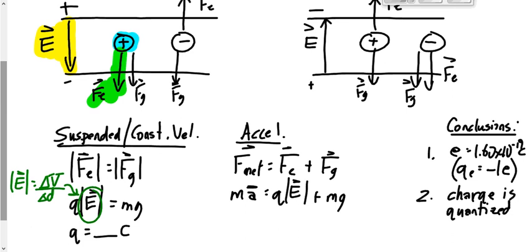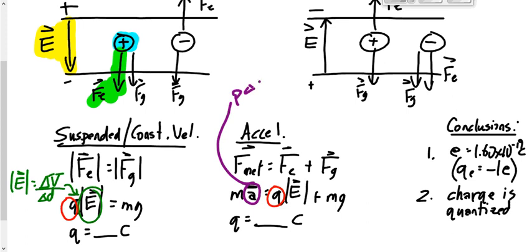And we might have to solve for E. Right? We might have to solve for E using delta V over delta D. Most times, you're going to end up solving for Q. And it will be either 1.6 times 10 to the minus 19 or a whole number multiple of that. Just watch the signs here, okay? Just watch the signs. The acceleration will be positive if it accelerates up. It will be negative if it accelerates down. So pay close attention to that.